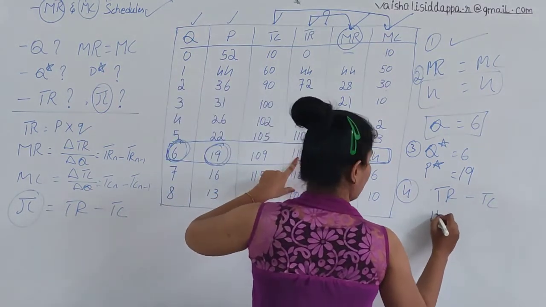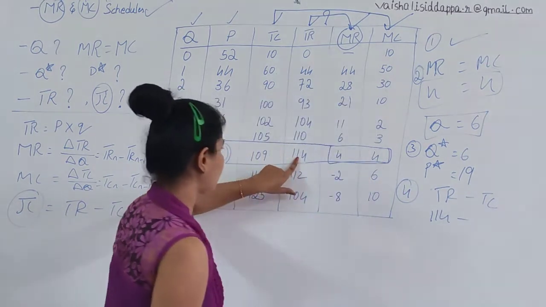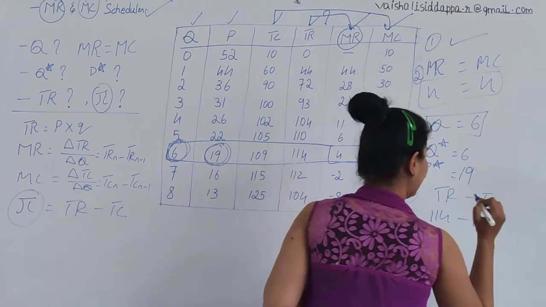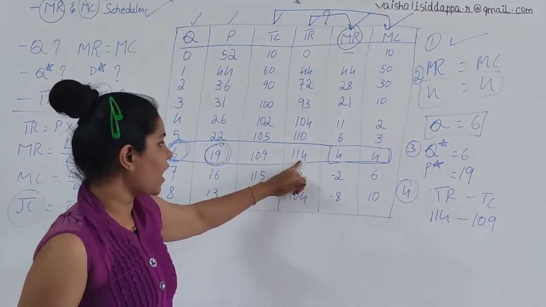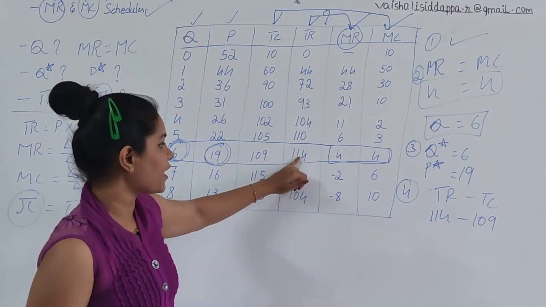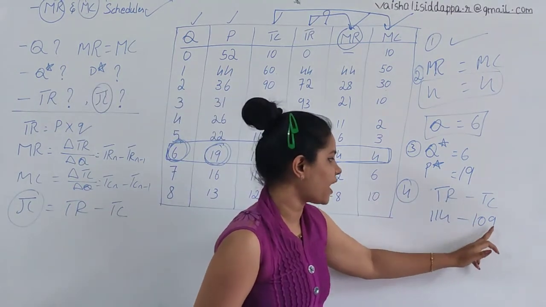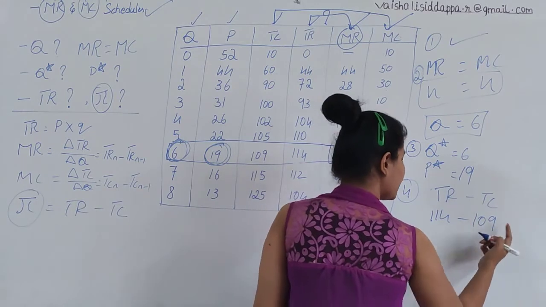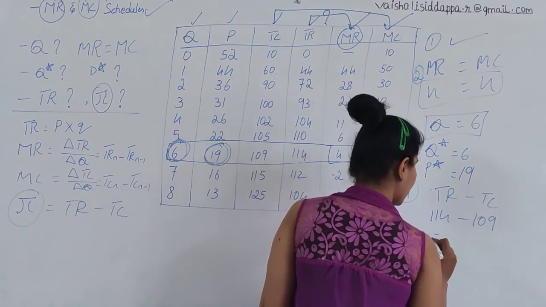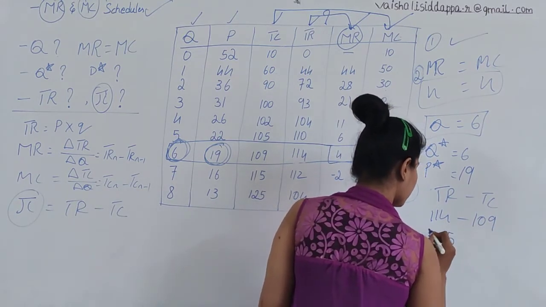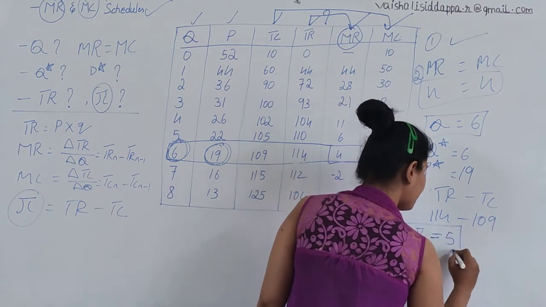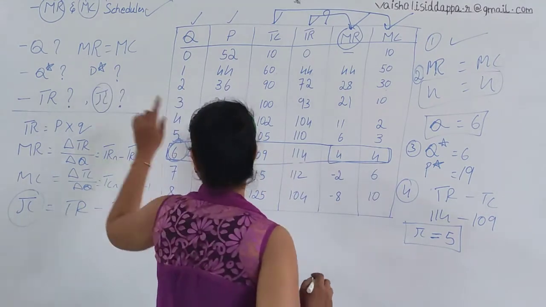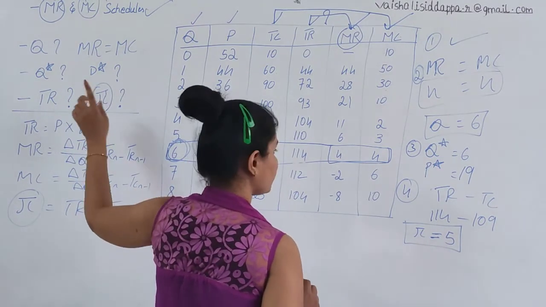TR is 114 and TC is 109. So the total revenue is 114 and TC is 109. What is the total profit? 114 minus 109. The profit is 5. The total profit that we are getting is rupees 5. So this is the last question, the fourth question.